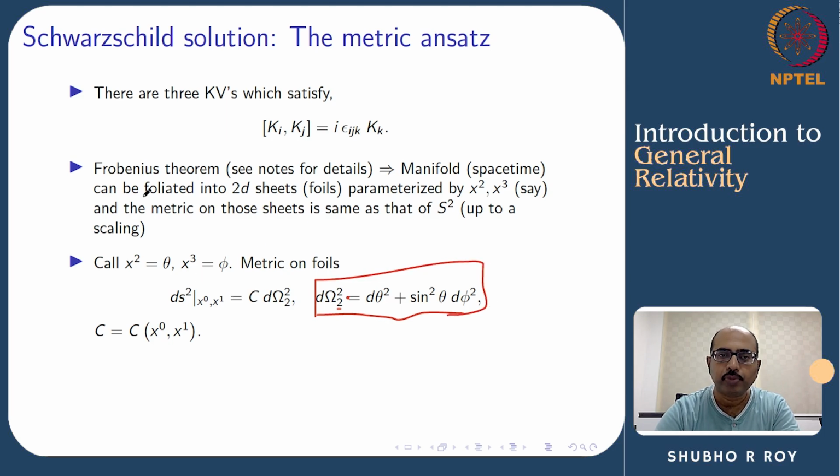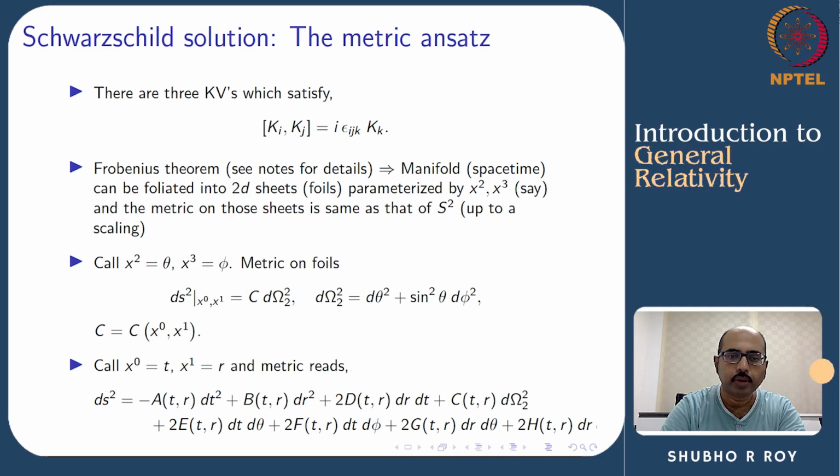Now, what Frobenius theorem tells us is that if I fix x0 and x1, and I just vary x2 and x3, the metric on that foil is given by the sphere metric times some factor c, this prefactor c, up to an overall scaling. So that scale factor is c, which of course can depend on x0 and x1. That can change as we go from foil to foil. But as long as we are in one foil, it is going to be proportional to the metric of the sphere S2, the two-sphere.